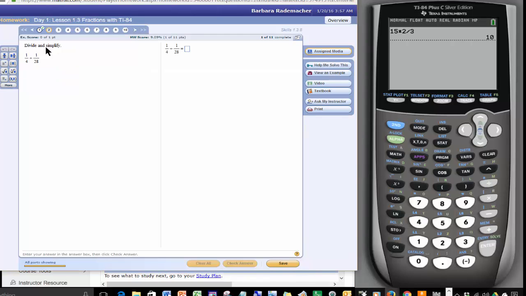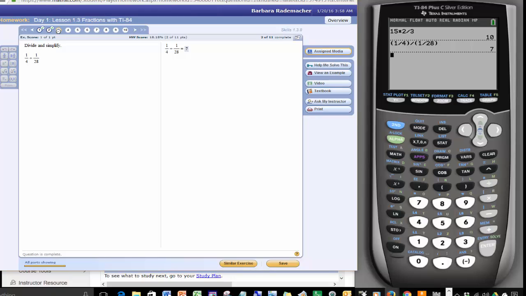Now let's go on to question 2. And this says 1/4 divided by 1/28. For this, I actually need to use parentheses. So left paren, 1 divided by 4, that gives me 1/4, and I close my parenthesis. Then I hit the divide key, and parenthesis, 1 divided by 28, parenthesis closed, and I hit enter, and the answer is 7. So I come over here to the answer block, and I hit 7, and I come down here and I check answer, and I'm told I did it right.